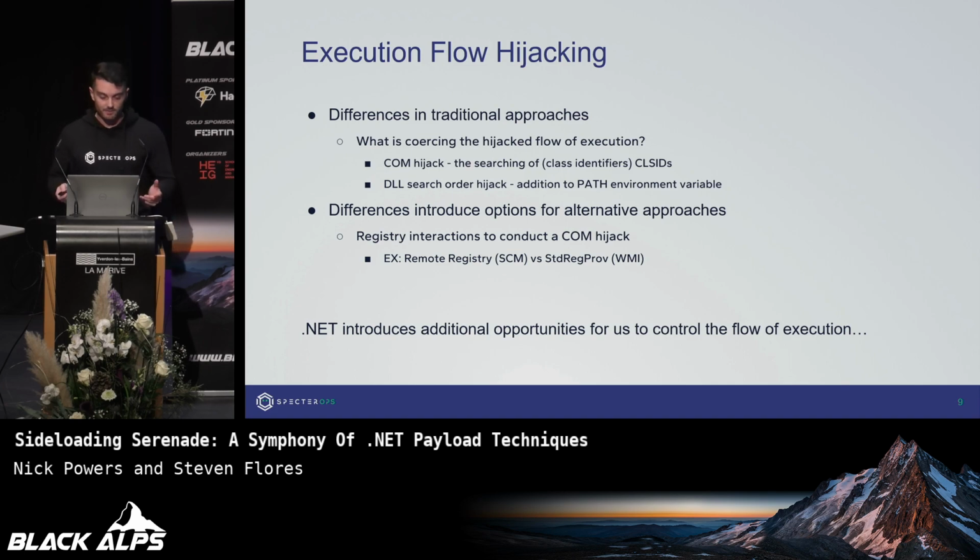So there's a lot of differences in these traditional approaches. So what is coercing the hijacked flow of execution, for example? If we're talking about COM hijacks, this would be searching of specific CLSIDs, which registry hive it's coming from, for example. In DLL search order hijacking, an example would be an addition to the path environment variable. But these differences introduce additional options in terms of how we're going to abuse these things.